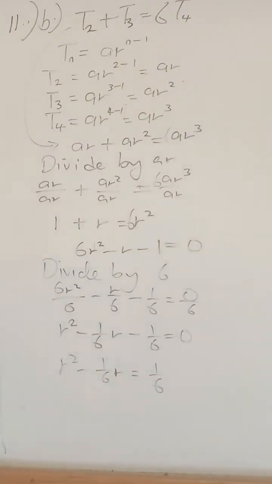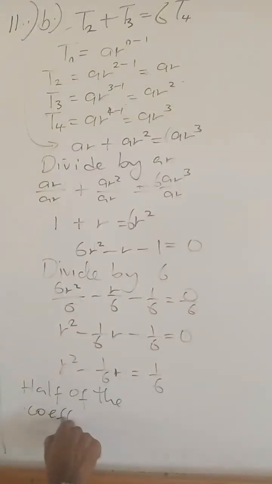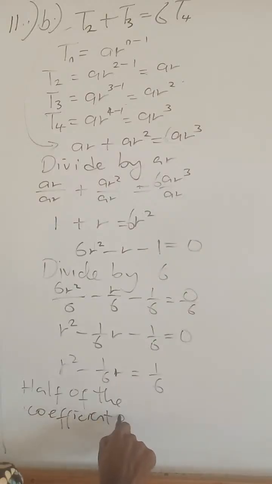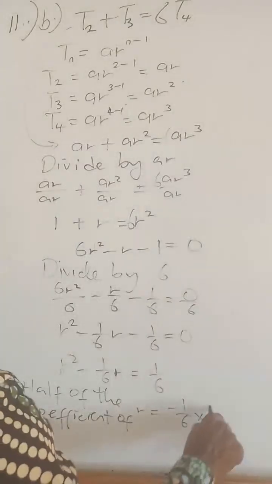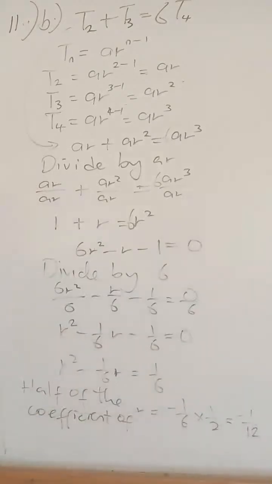Now, the part that confuses a lot of students is the next step we want to take. Half of the coefficient of r. The coefficient of r is minus 1 over 6. And half of the coefficient of r is minus 1 over 6 times 1 over 2, which is minus 1 over 12. This is half of the coefficient of r.